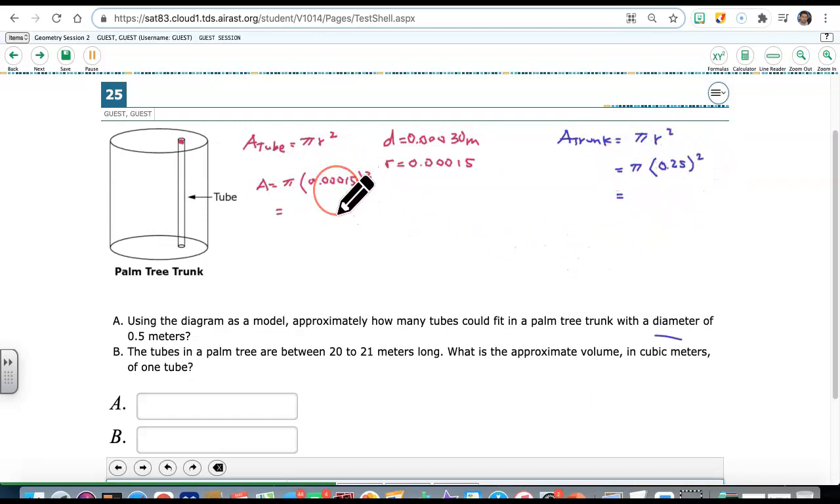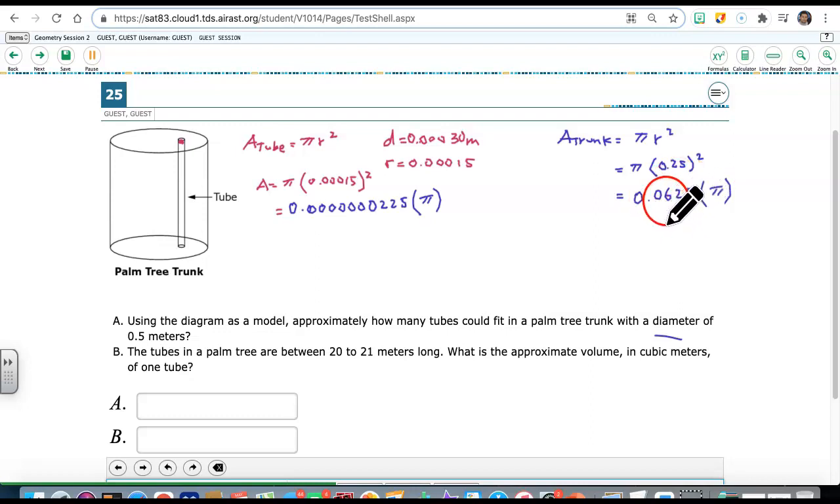So let's find this in the calculator. 0.00015 to the second power, and that's going to give me a lot of zeros. Let's see, 1 2 3 4 5 6 7 zeros, then 225, and I didn't touch the pi, so it doesn't give me more decimals. And that's the area of a tube. Now let's do the same thing over here. 0.25 squared is going to give me 0.0625 times pi. So this is each tube, this is the trunk.